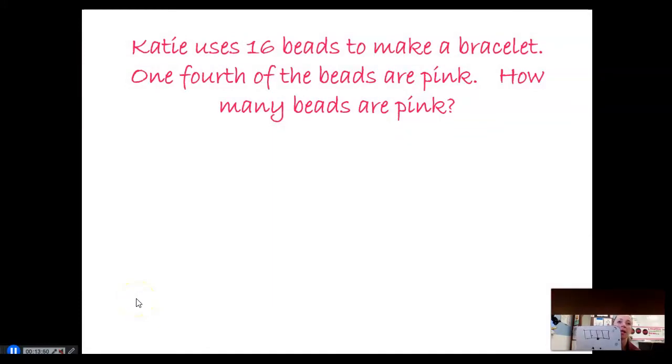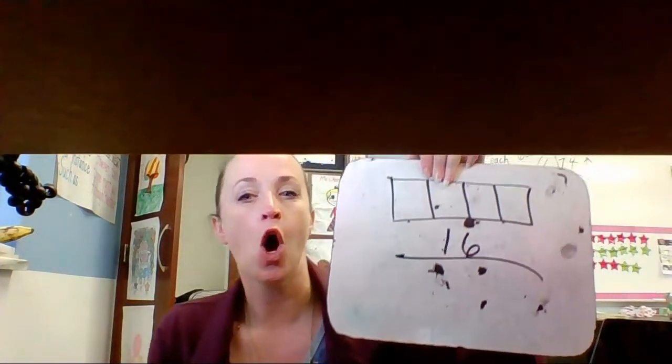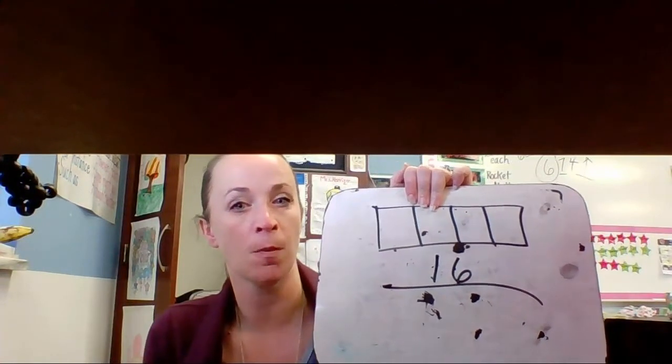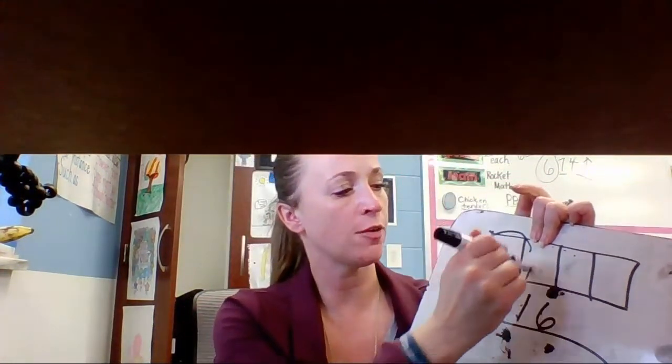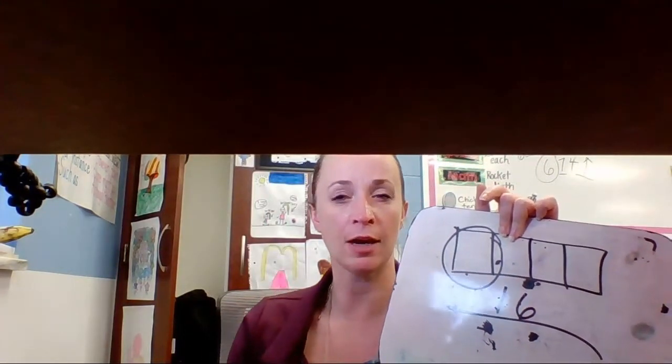Our problem says Katie uses 16 beads to make a bracelet. So it's telling me that I used a total of 16 beads. But 1/4 of those beads are pink. I've got to figure out how many are pink, right?